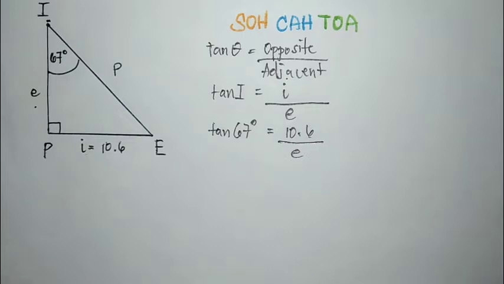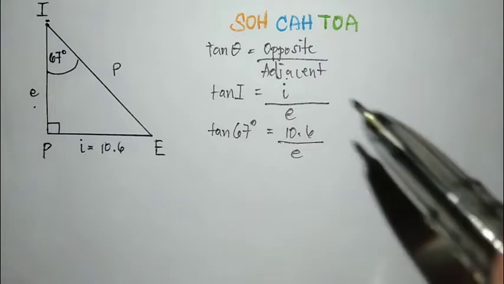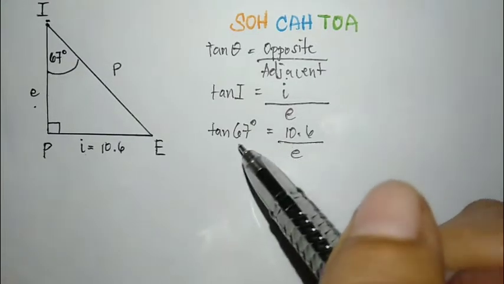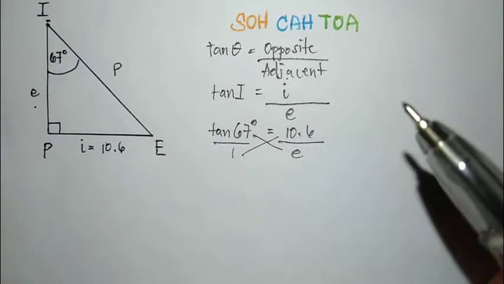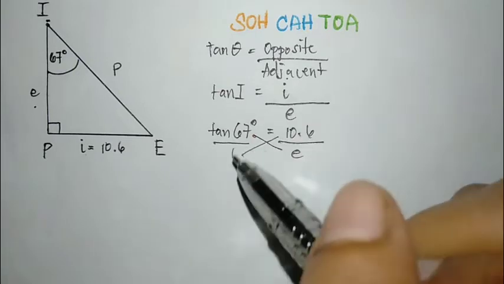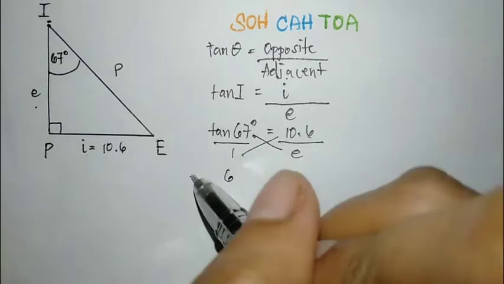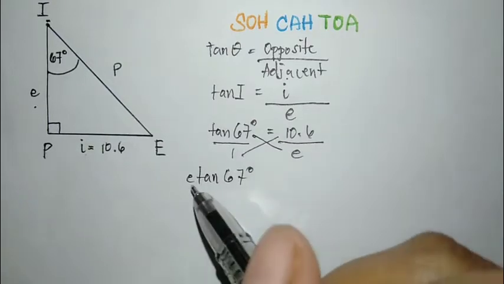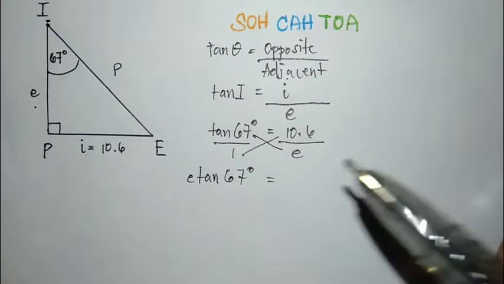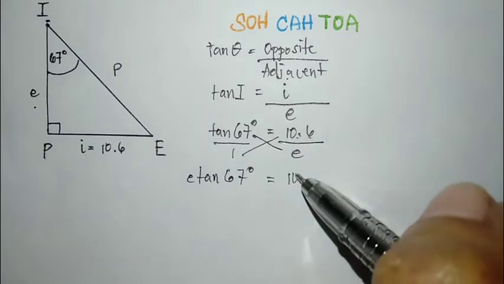Okay? Then, nung kaninang example natin, ang ginagawa natin is cross multiply. Right? So, ngayon is cross multiply pa rin. So, we have over 1 in here. Automatic yon. And then, cross multiply. E times tan 67 degree is E tan 67 degree, or E tangent 67 degree is equal to 10.6, right?